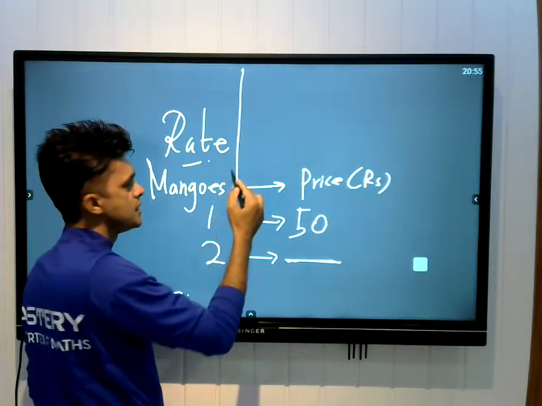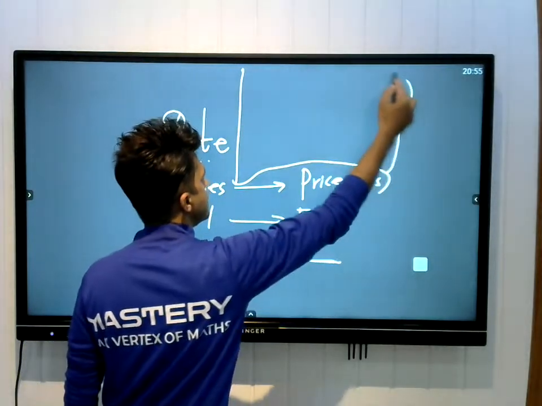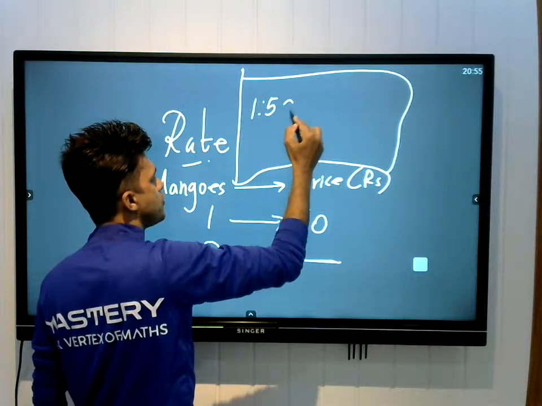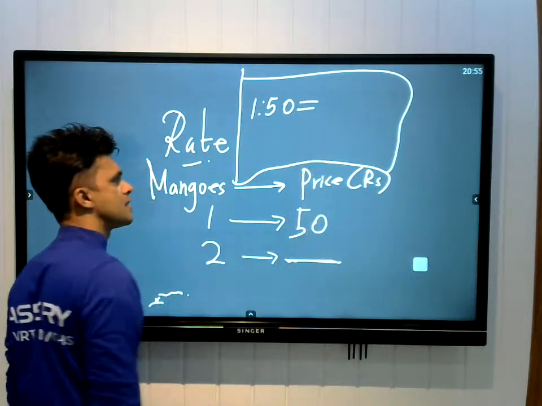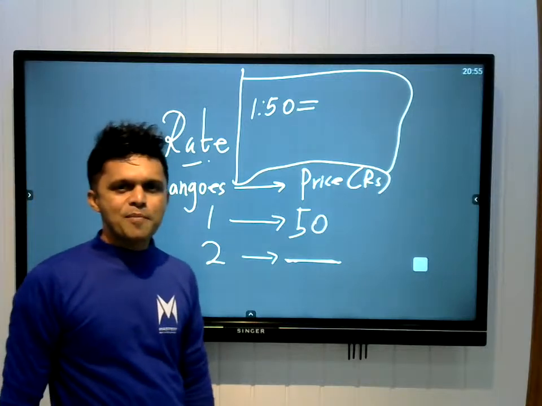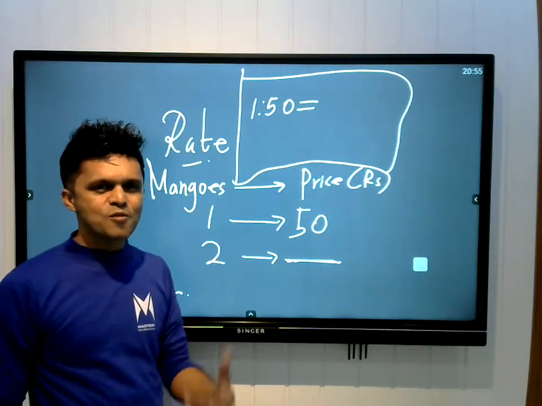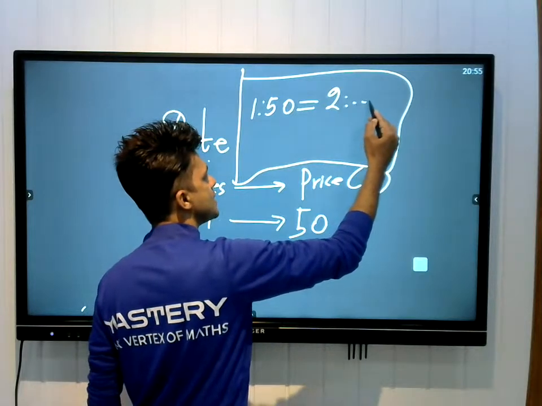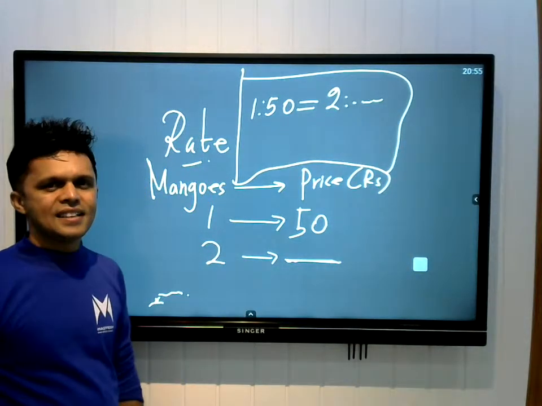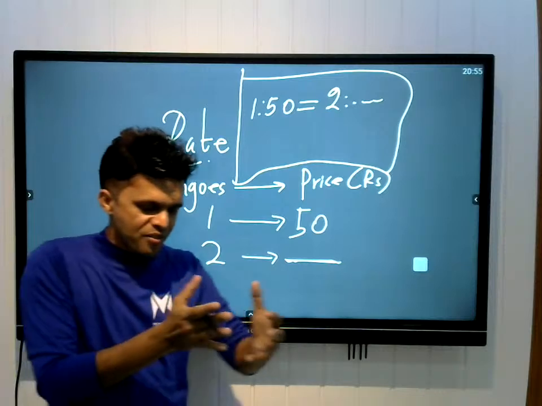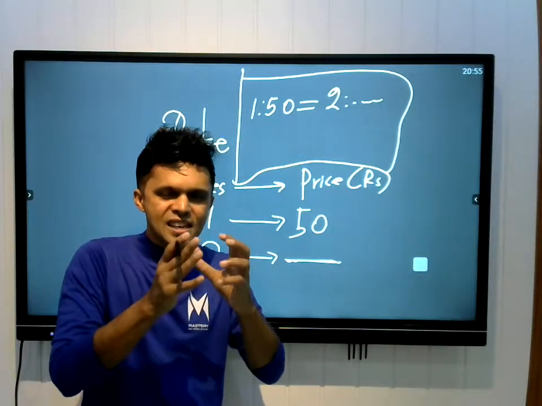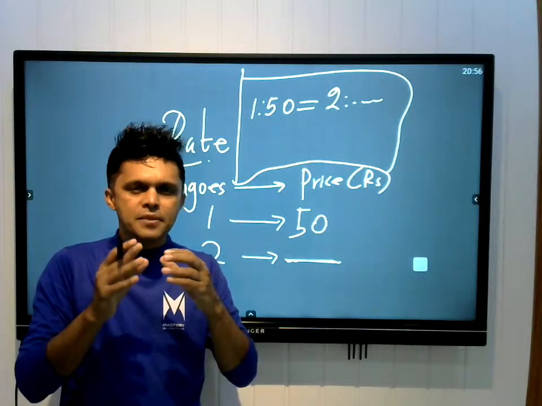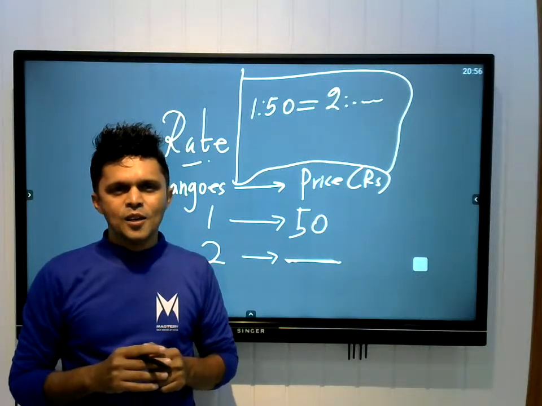I'll write this here. Then one mango can be bought for 50 rupees. Then two mangoes can be bought for, and this is blank. This is a way of writing, and applying, the previously learned knowledge here.